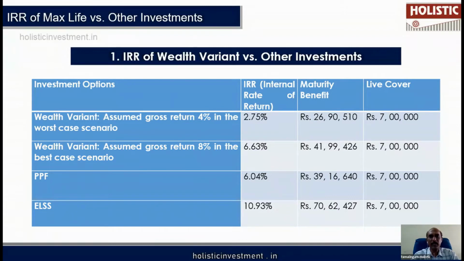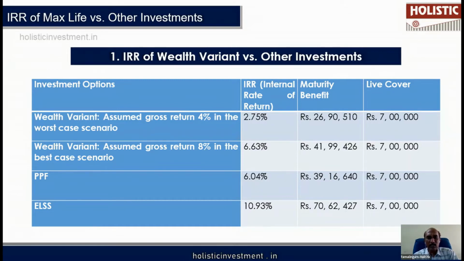In the wealth variant, in the worst case scenario of it generating 4% return, after charges and other expenses, it will work out to 2.75% return for an investor. So this 2.75% net return is definitely less than our savings bank account interest. That we have to keep as an important insight or observation.